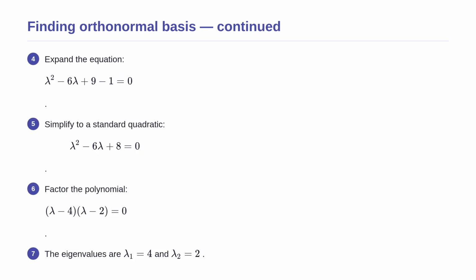Continuing with our characteristic equation, we expand the terms in the parentheses to get lambda squared minus 6 lambda plus 9, and then subtract the 1. This simplifies nicely into a standard quadratic equation. Lambda squared minus 6 lambda plus 8 equals 0. We need two numbers that multiply to 8 and add to negative 6, which are negative 4 and negative 2. Factoring this gives us our two eigenvalues. Lambda 1 equals 4 and lambda 2 equals 2. These are the fundamental stretch factors of our matrix transformation.